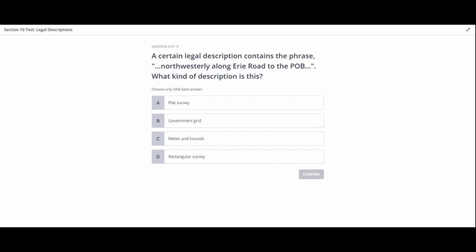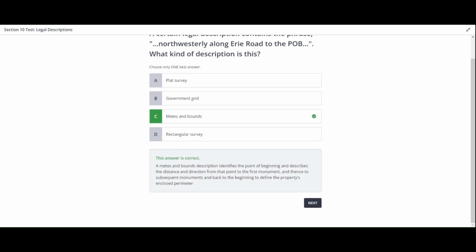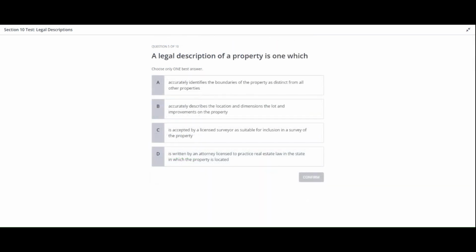Okay, let's reveal the correct answer now. So the correct answer is C. Metes and bounds. A metes and bounds description identifies the point of beginning and describes the distance and direction from that point to the first monument, and thence to subsequent monuments, and back to the beginning to define the property's enclosed perimeter.